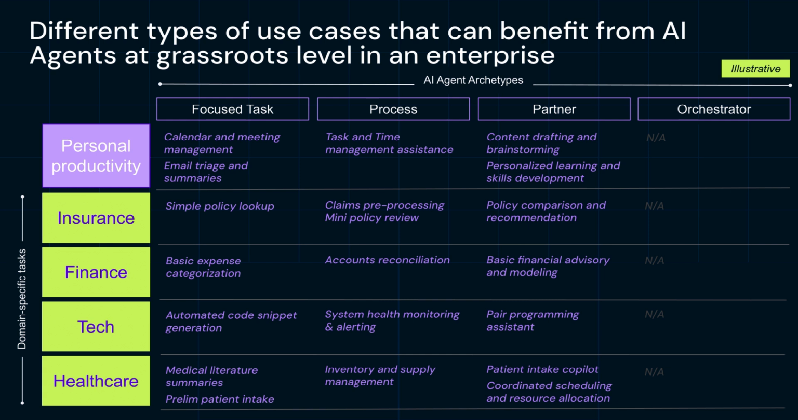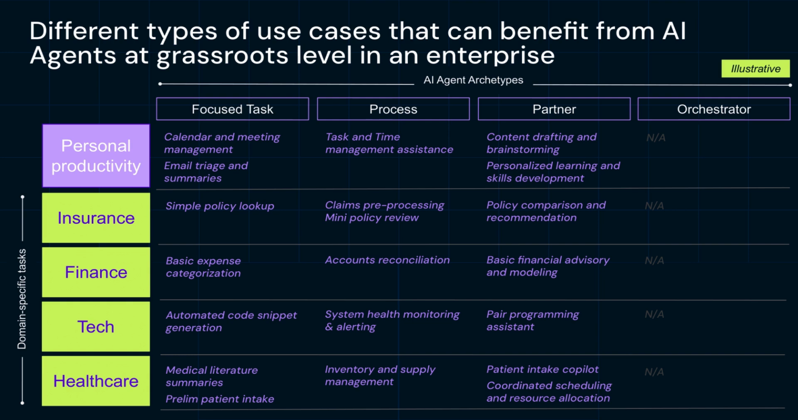Now, thinking about some examples under the healthcare domain, a focus task agent could be something like a medical literature summarizer. It summarizes key findings from papers relevant to a clinician's specialty. Another example would be a preliminary patient intake and symptom assessment, which guides patient data collection in small clinics or for telehealth.